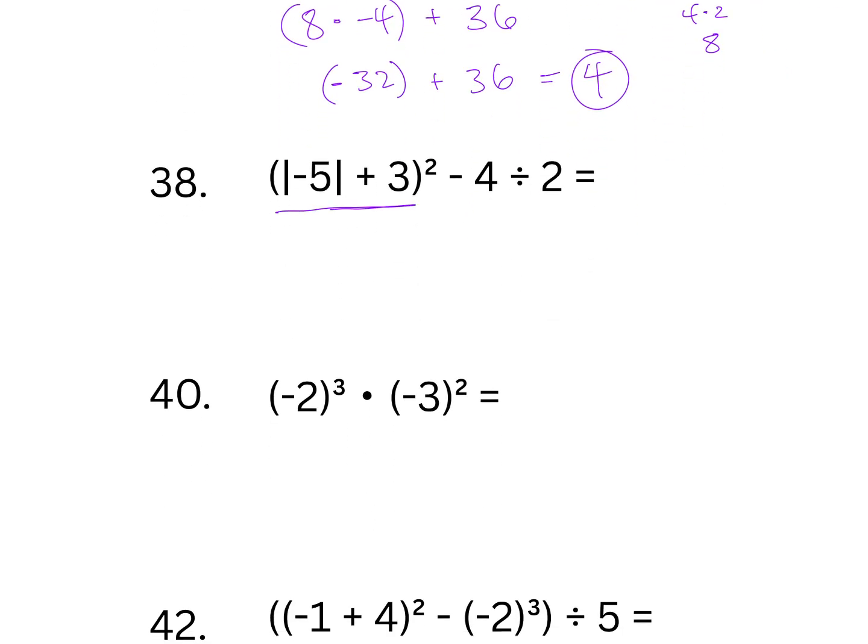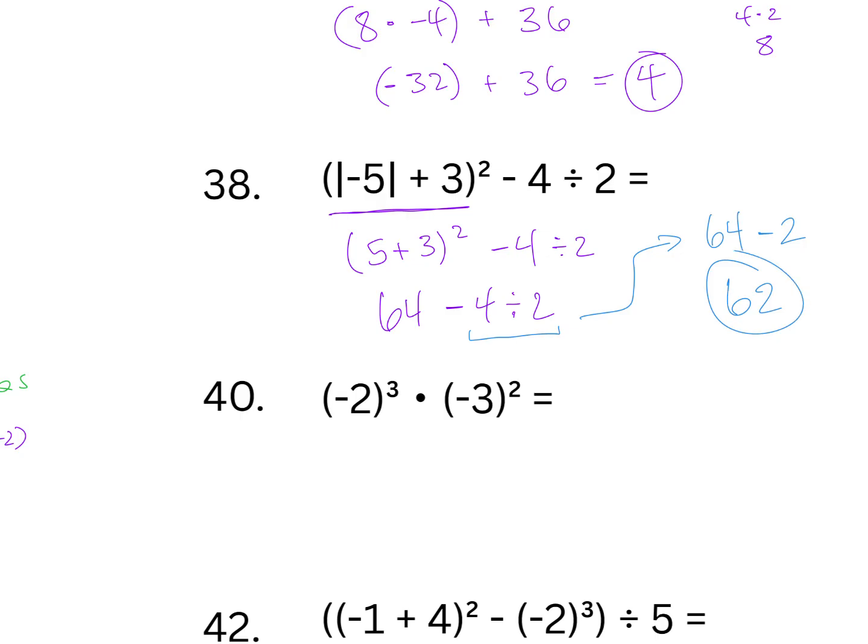Inside our parentheses, we've got an absolute value. So we can take that absolute value, and it's now 5 plus 3. 5 plus 3 is 8. 8 squared is 64 minus 4 divided by 2. Well, now we're going to do division. -4 divided by 2. We have 64 minus 2, because -4 divided by 2 is -2. This is just 62.